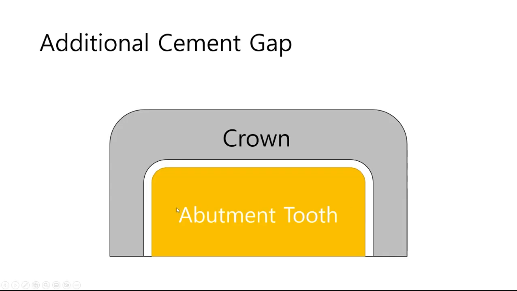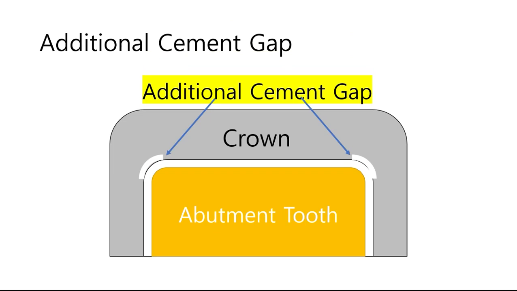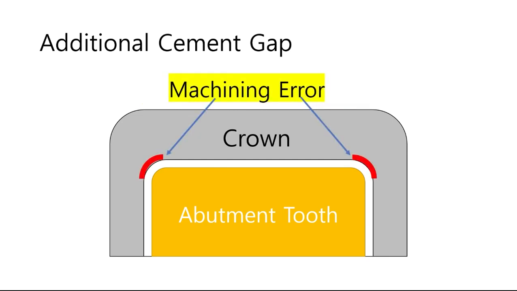It may be difficult to understand, so let me explain again. When machining the inner surface, additional machining errors will occur at the line angles. When designing the inner surface, give the line angles an additional cement gap equal to this number. The different machining errors result in a uniform inner offset.